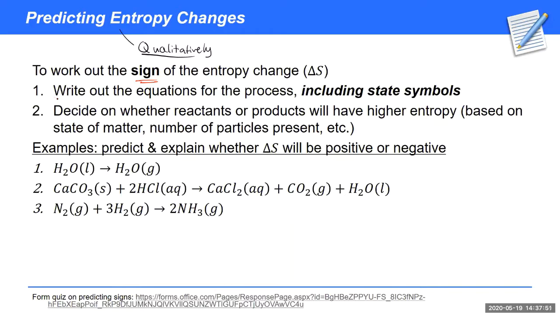And what I counsel you to do in this is take two steps. The first is to write out the equations for the process, and you must include state symbols. And the second is to decide whether reactants or products will have higher entropy based on the state of matter, number of particles present, etc. So I've got three examples for you here.